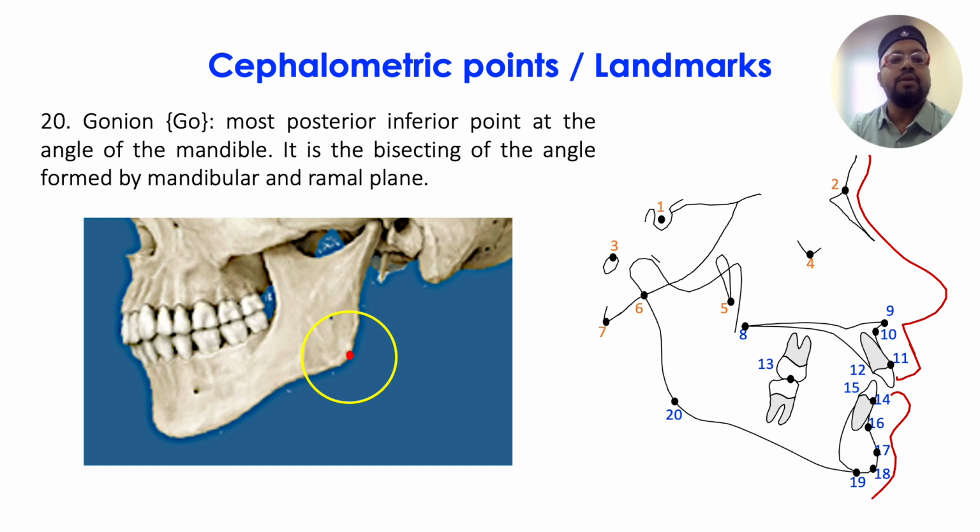This is gonion, the most posterior inferior point at the angle of the mandible. It is the bisecting of the angle formed by the mandibular and ramal planes. In my next lecture, I will discuss the planes. So it is crystal clear, shown by the red dot, the gonion.